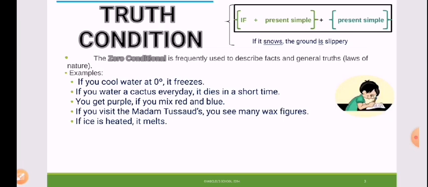If you look at the examples in the slide, you can see, for example, the first one: if you cool water at 0 degrees, it freezes. Cool is a verb in the present simple. Freezes is another verb in the present simple. If you water a cactus every day, it dies in a short time. Again, water present simple, dies present simple, and so on. You can continue reading the examples for further information.